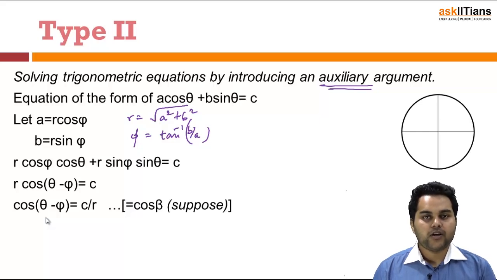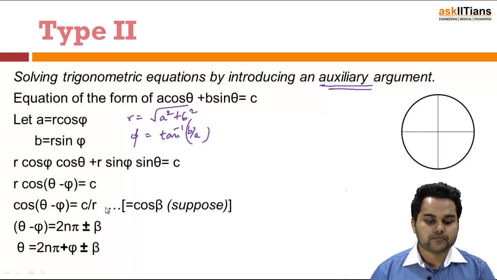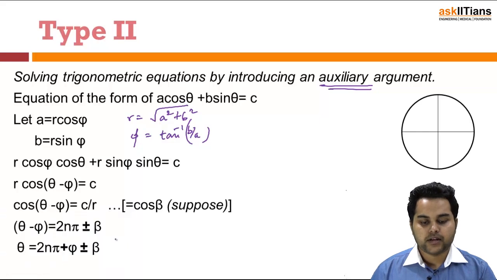Now theta minus phi would then be equal to 2n pi plus minus beta, and theta would then be equal to 2n pi plus phi. Phi being transposed to the other side, we get theta equal to 2n pi plus minus beta plus phi, where beta is equal to cos inverse of c over r.